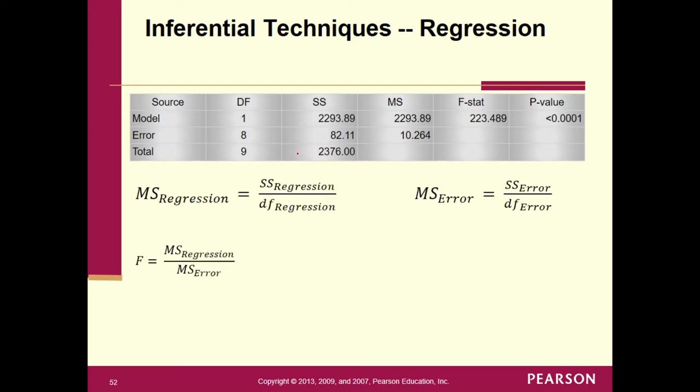So notice here, I know it looks a little backwards, and I don't know if I would have set it up like this if I created the first ANOVA table. But this number right here, the MS for regression, is the sum of squares divided by its degrees of freedom. This number right here, the mean square for error, is the sum of squares for error divided by its degrees of freedom.